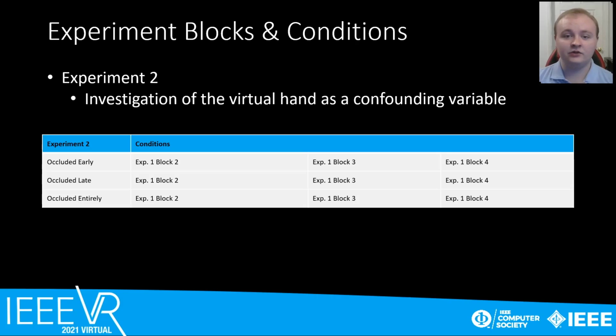When vision of the hand is occluded early, the hand is invisible from the moment that the participant's fingers leave the home sphere and until they reach the halfway point. Occluded late is when the hand disappears at the halfway point up until the point that the participant grabs the target, completing the reach to grasp action. Occluded entirely is when the hand is invisible from the moment that the participant's hand leaves the home sphere all the way up to the end of the motion when the participant grabs the target.